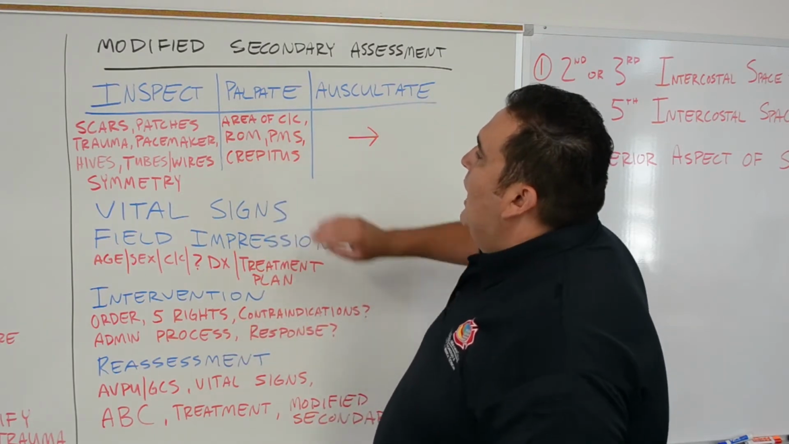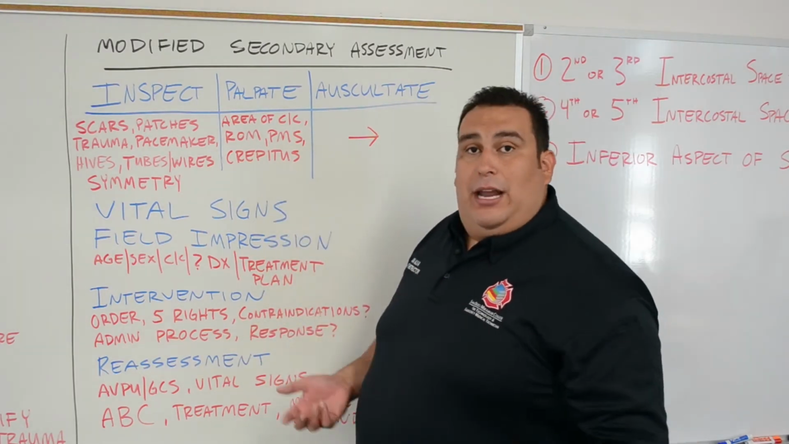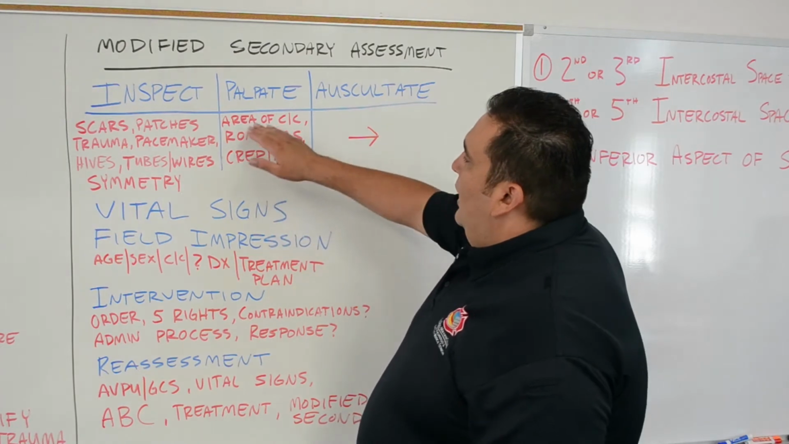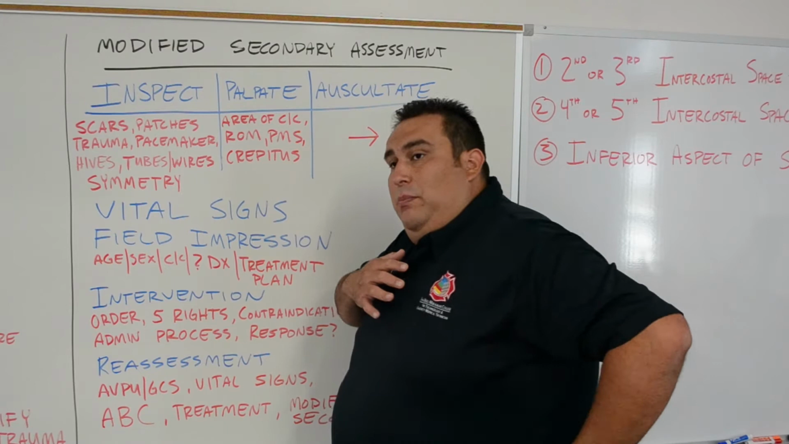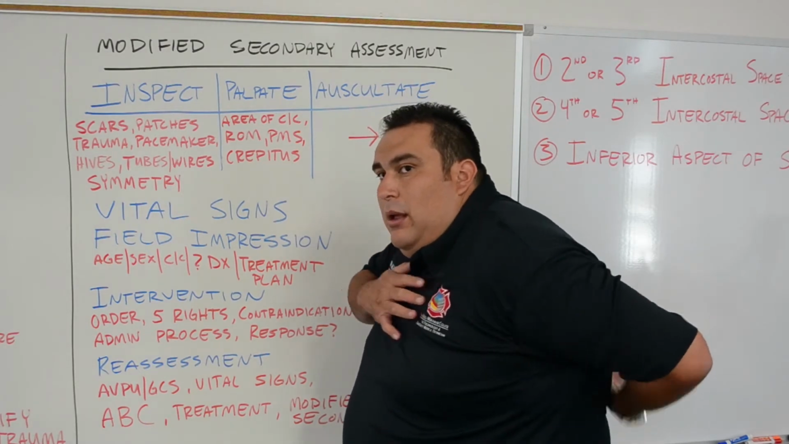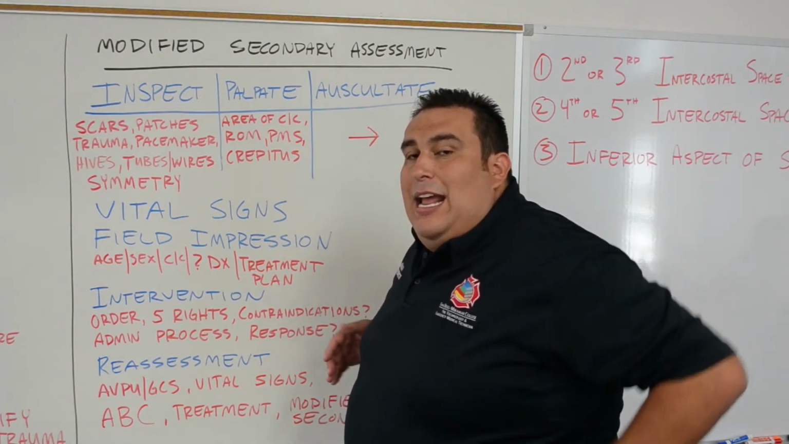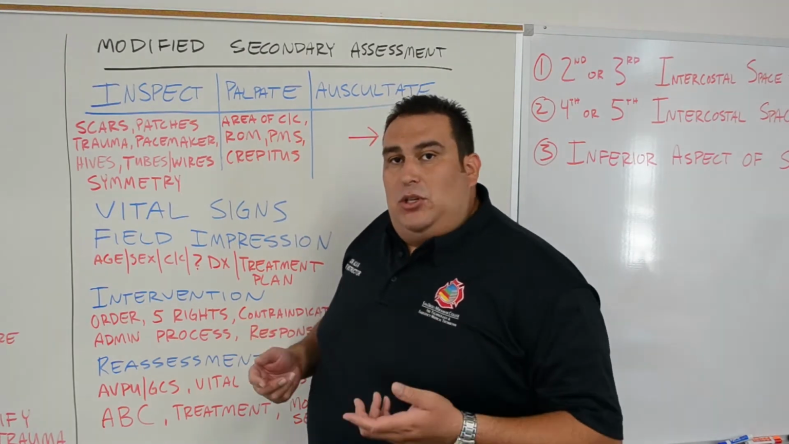We're going to palpate. We're actually going to put hands on the area in question. We're going to look at the area of chief complaint. Now, for chest pain, we're going to go ahead and push front to back, and then we're going to push side to side. Do I elicit pain from that patient?